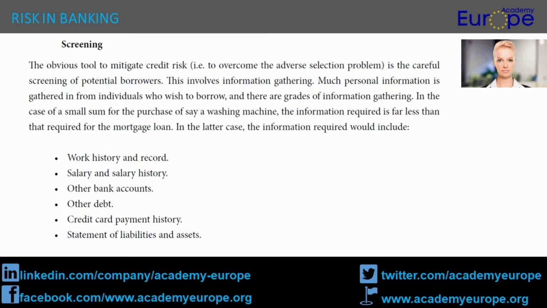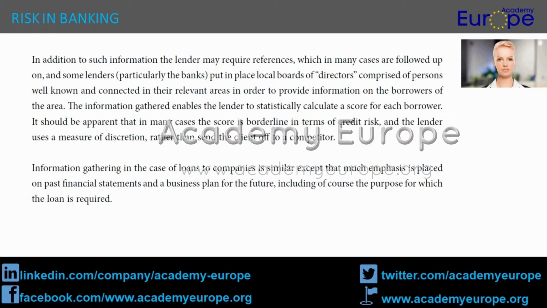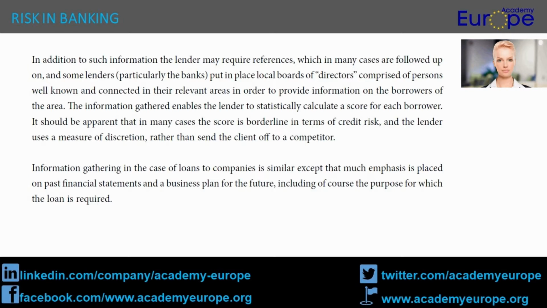In the case of a small sum for the purchase of, say, a washing machine, the information required is far less than that required for the mortgage loan. In the latter case, the information required would include work history and record, salary and salary history, other bank accounts, other debt, credit card payment history, statement of liabilities and assets. In addition to such information, the lender may require references, which in many cases are followed up on, and some lenders, particularly the banks, put in place local boards of directors comprised of persons well known and connected in their relevant areas in order to provide information on the borrowers of the area.